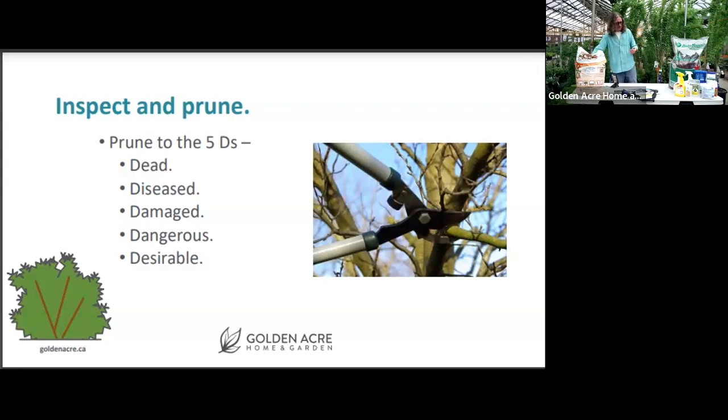And then dangerous. Dangerous can be as simple as a branch like this at eye level. I walk by without my glasses, I take a branch to the eye. Consider other people too. Little kids, tall people like me, everywhere in between. It can also be a big branch that is now overhanging your home, your car, your garage, your patio where you might be sitting. You might need to look at getting that taken off. If you are unsure, please ask a professional.